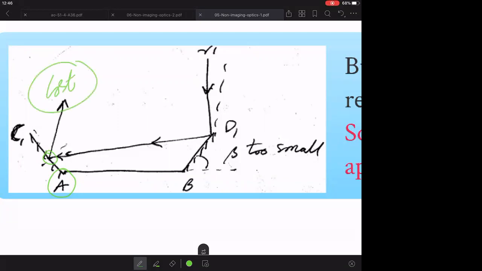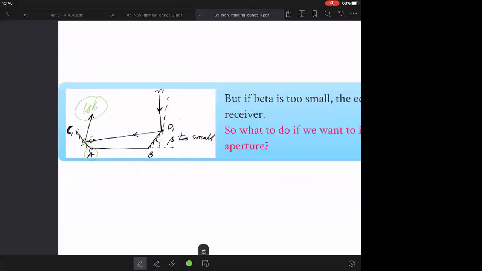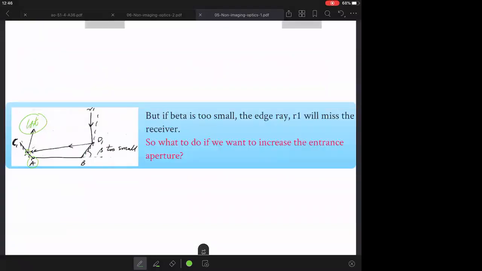That's not good. Now I'm going to put you all in breakout rooms, and I want you to think about this problem. Innovate. How will you solve this problem? I want to increase this entrance aperture C1D1. I don't want to lose the ray. What will you do? I'll give you a minute, and let me put you in a breakout room right now.